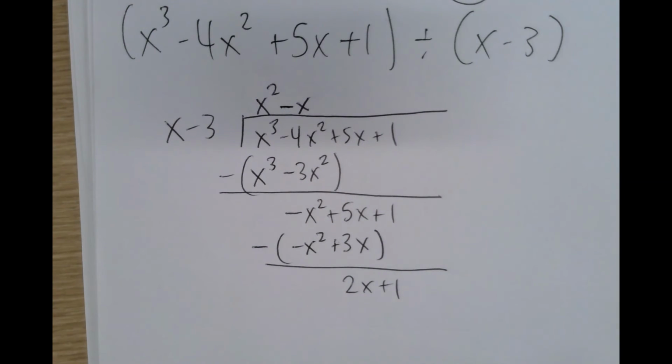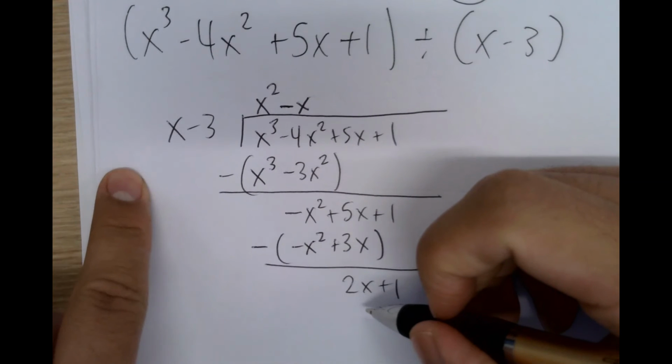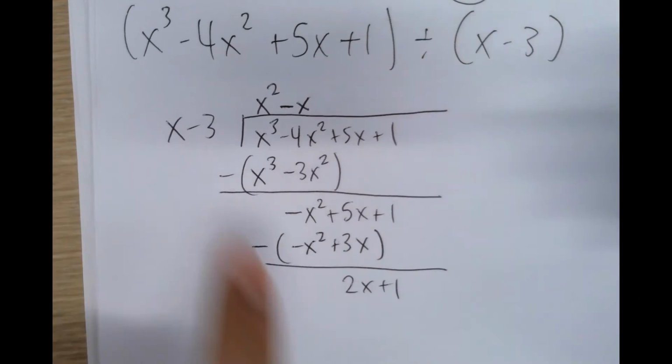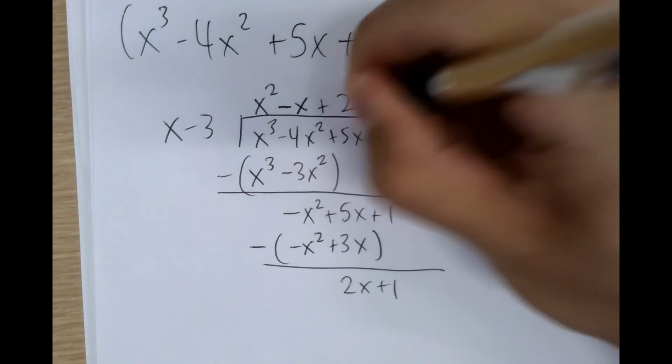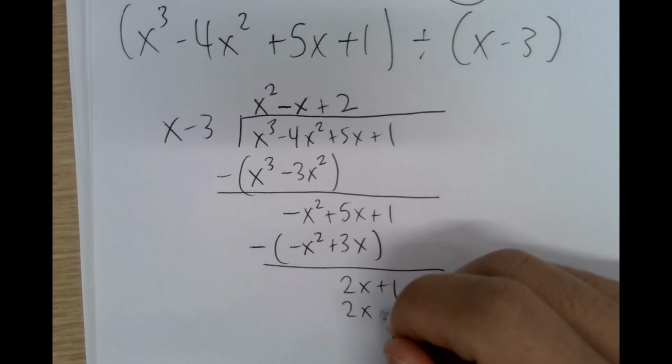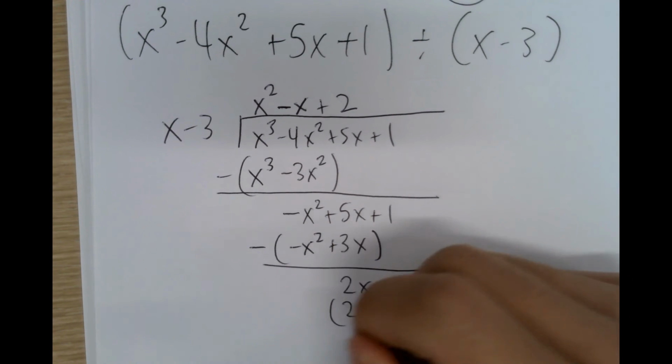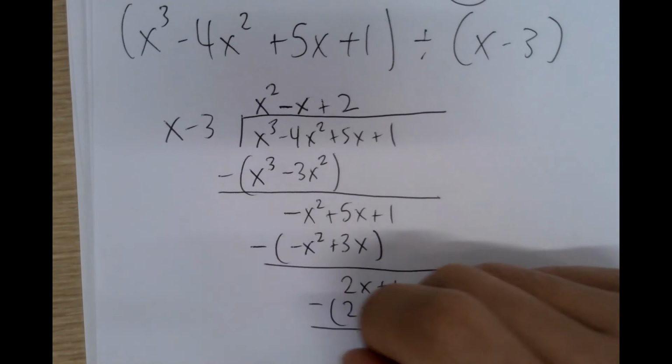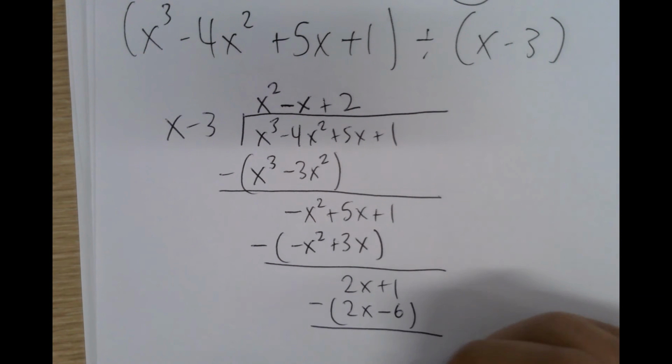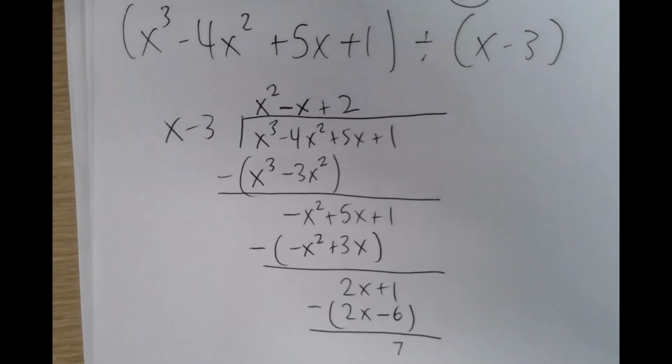And then we're going to go ahead and match these two. What times x equals 2x? Well, you times it by 2, and that equals 2x minus 6. But we're going to go ahead and subtract this whole thing again, and we get positive 7.